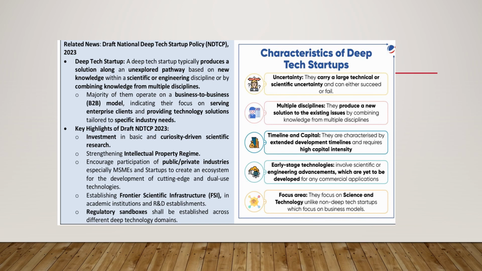Majority of them operate on a business-to-business model, indicating their focus on serving enterprise clients and providing technology solutions tailored to specific industry needs. Key highlights of the draft National Deep Tech Startup Policy: investment in basic and curiosity-driven scientific research, then strengthening the intellectual property regime.